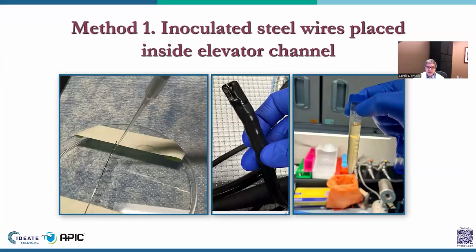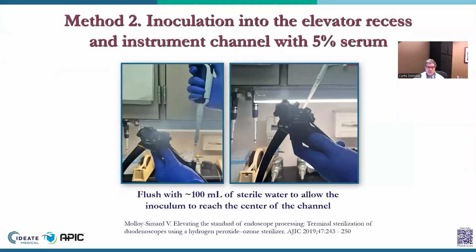We used 3 different methods. We wanted to replicate the method that the manufacturer had used. So this was inoculated steel wires, as you can see on the left of the slide, that were inoculated with organisms and then allowed to dry. Those wires were placed inside the elevator channel, and then we vortexed the wires and used other methods to recover the organisms after sterilization.